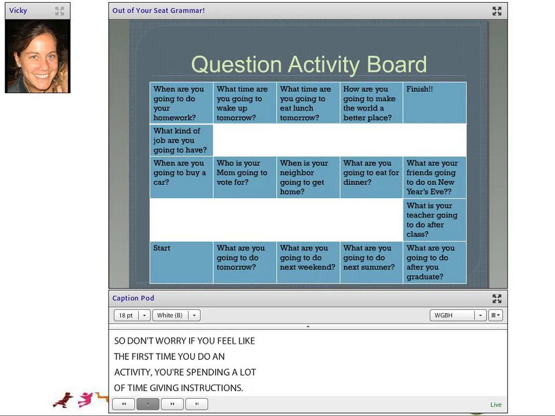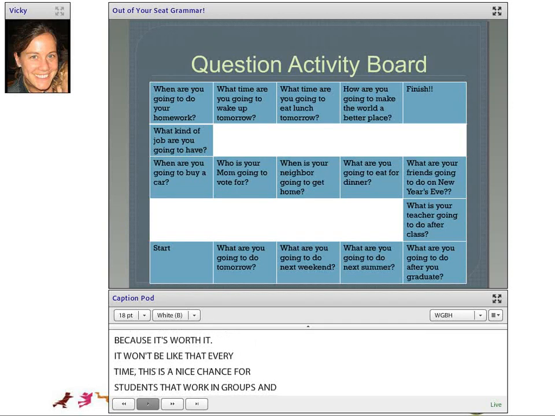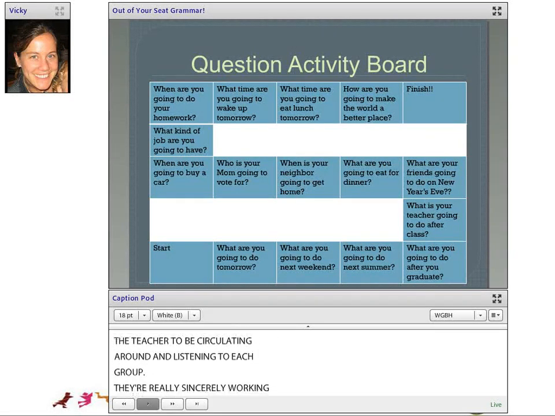So this is a nice chance for students to work in groups and the teacher to be circulating around and listening to each group, and they are really sincerely working together and having a chance to practice and share ideas and use what they've learned in a pretty natural way.